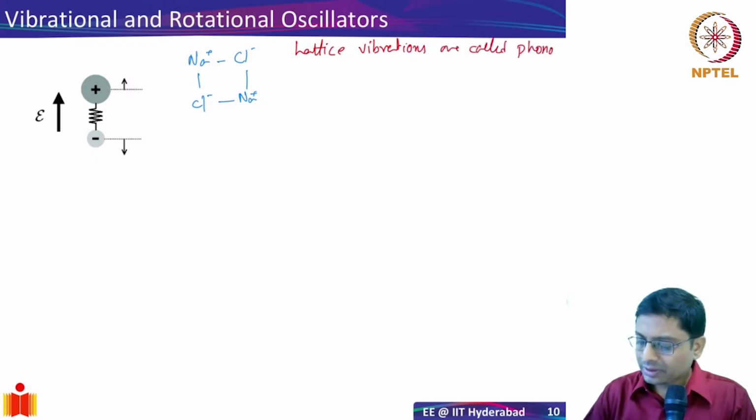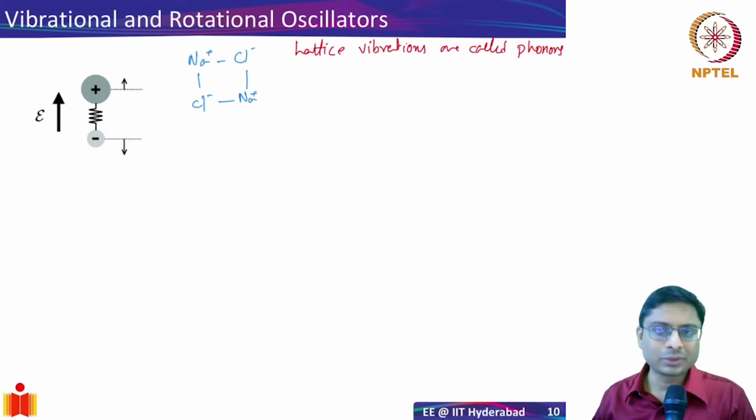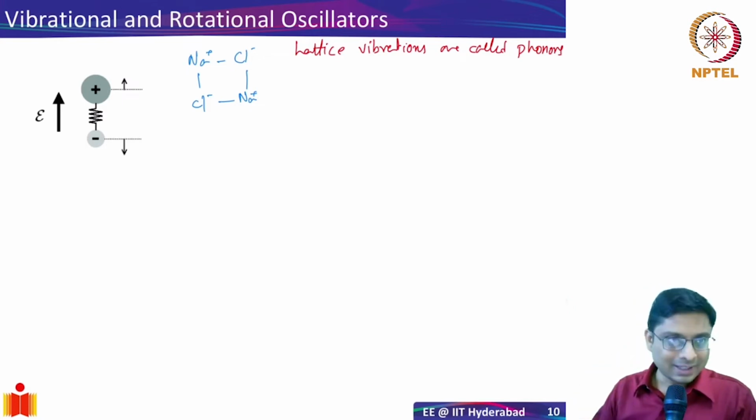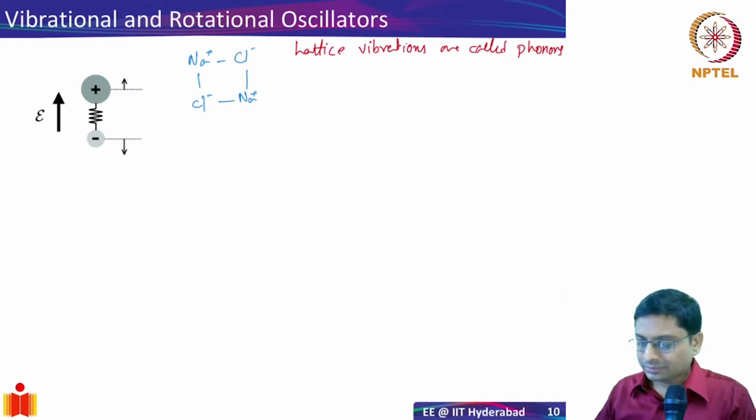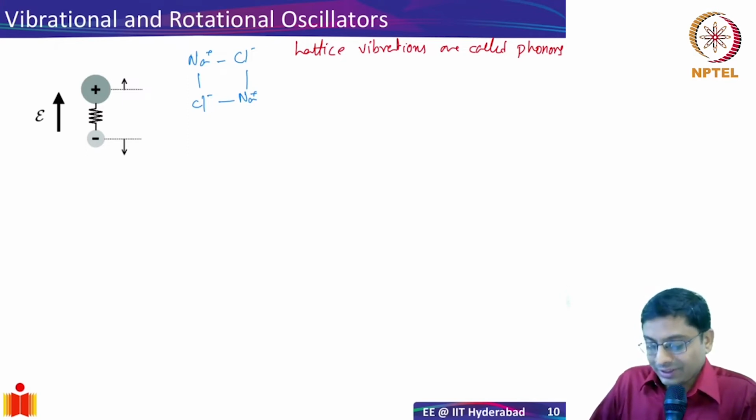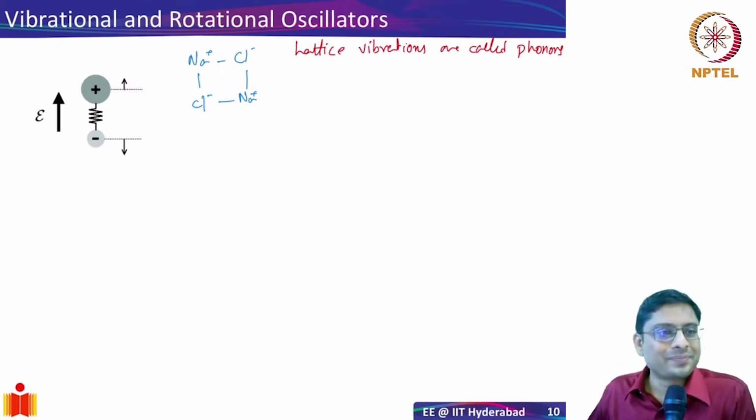This need not be even just a polar crystal like this. It could even be silicon, where you have covalent bonds, a tetrahedral structure, where silicon is bonded to 4 different atoms. But even in that case, you will have oscillations, the phonons, the lattice vibrations, which will lead to absorption. So now, what is the resonant frequency of these oscillations?